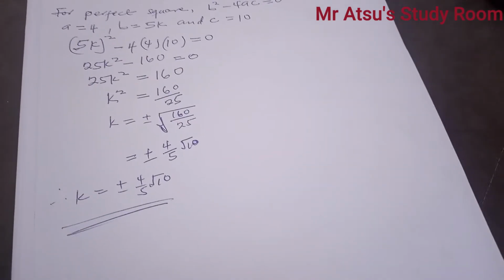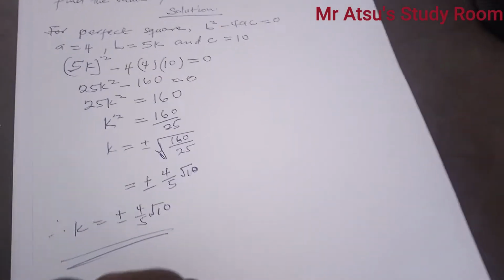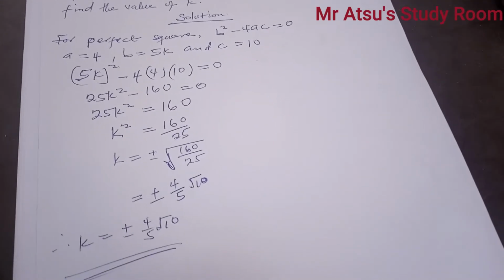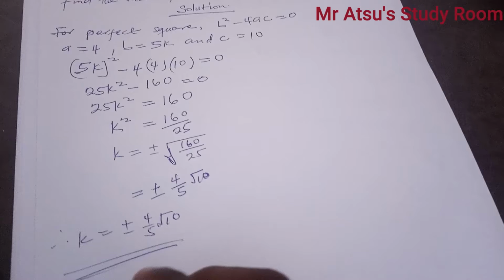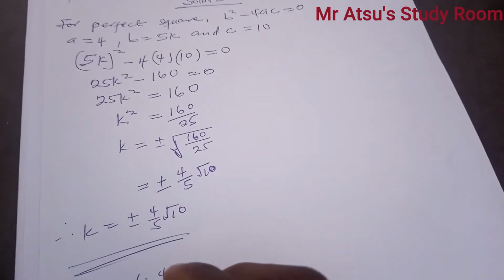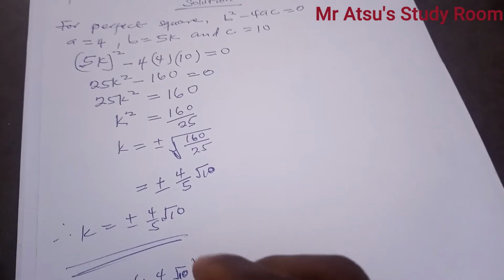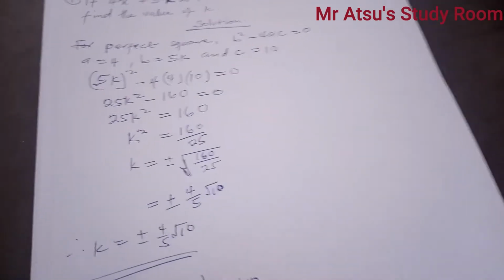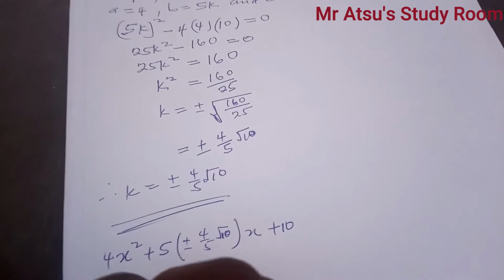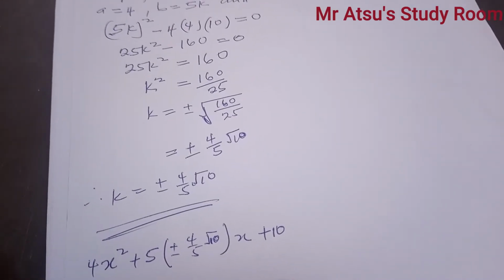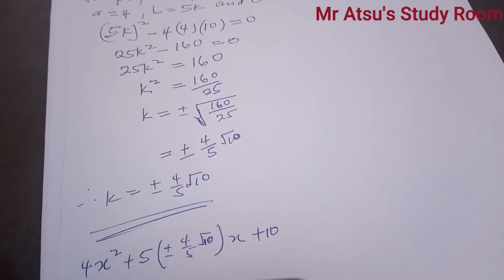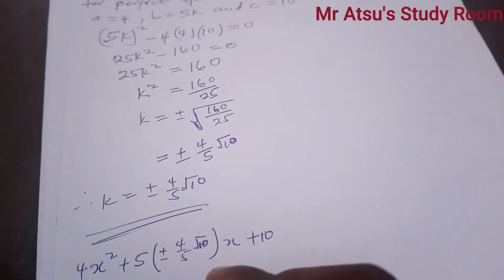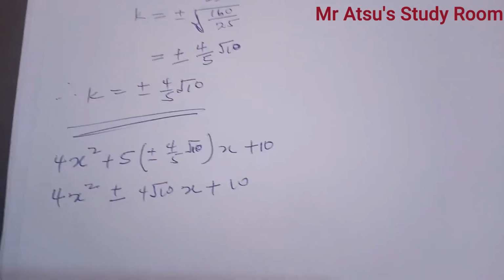If we fix this into our expression, it means our expression now becomes 4x squared plus 5, our k is plus or minus 4 over 5 root 10, x plus 10, and this will give us 4x squared plus or minus 4 root 10 x plus 10. Let's just verify with our calculator and see.